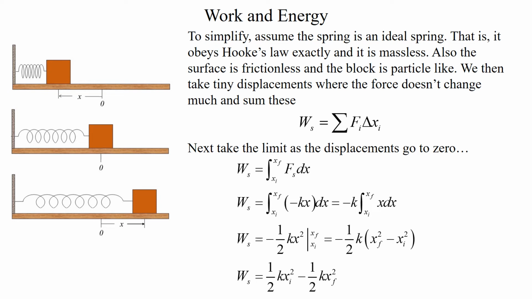So that first equation, we have the work done by the spring, W sub s, equals the sum of the force over that tiny displacement times the displacement, which we write delta x. So we move the spring a tiny little bit, find the work. Move it a tiny little bit more, find the work. Tiny little bit more, find the work, and sum all of those up.